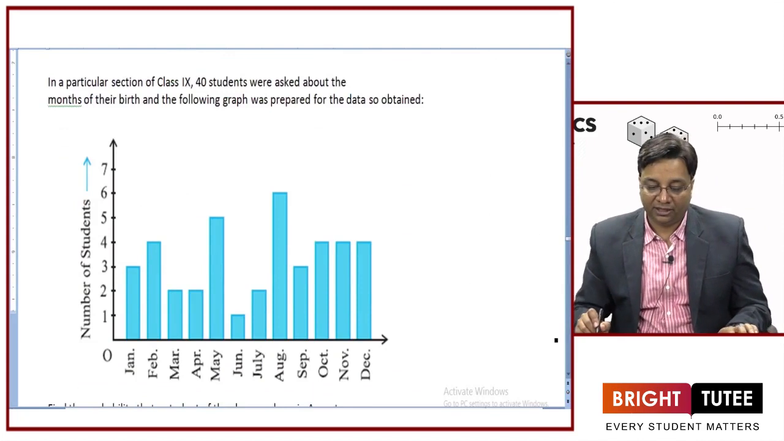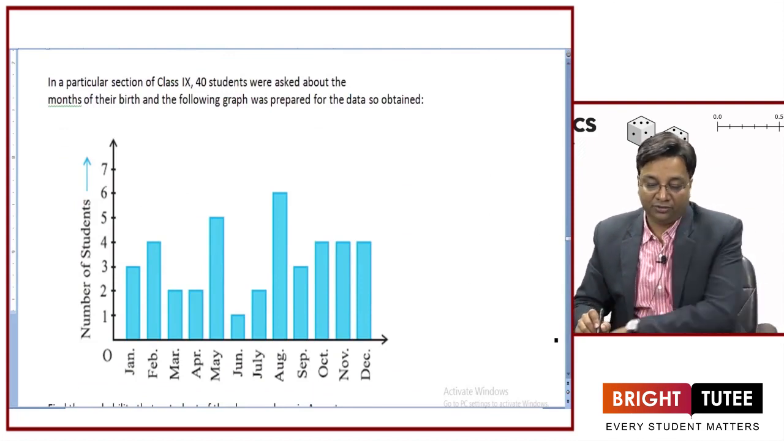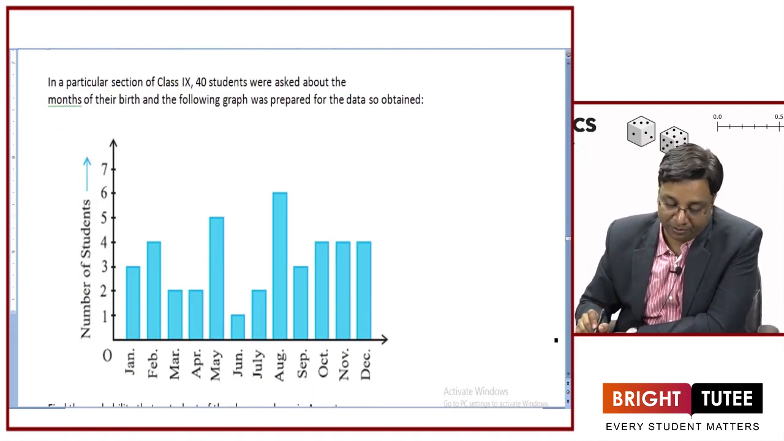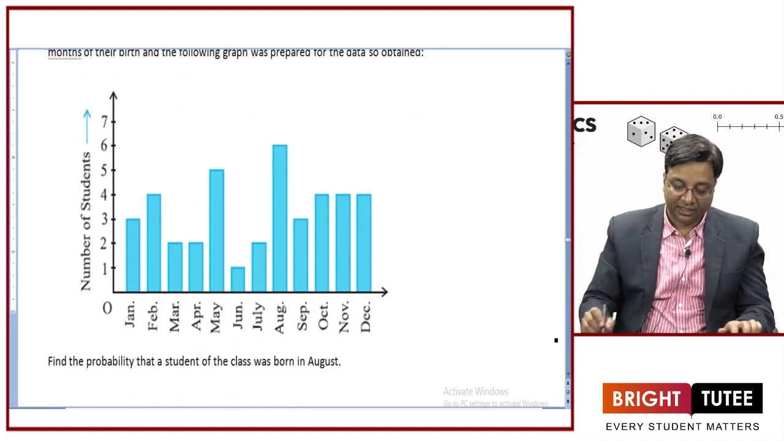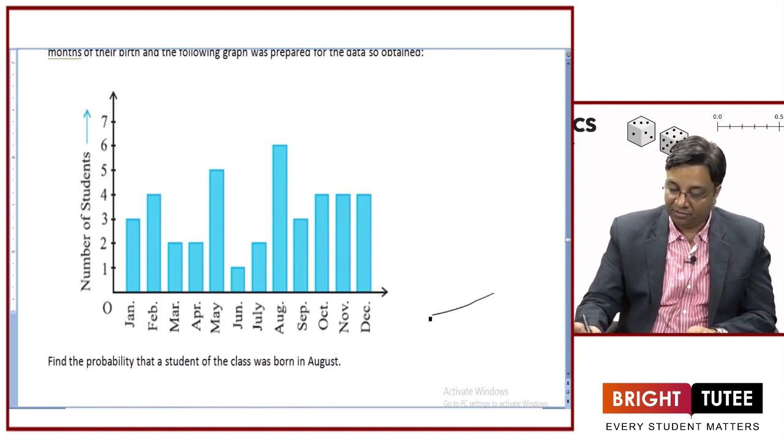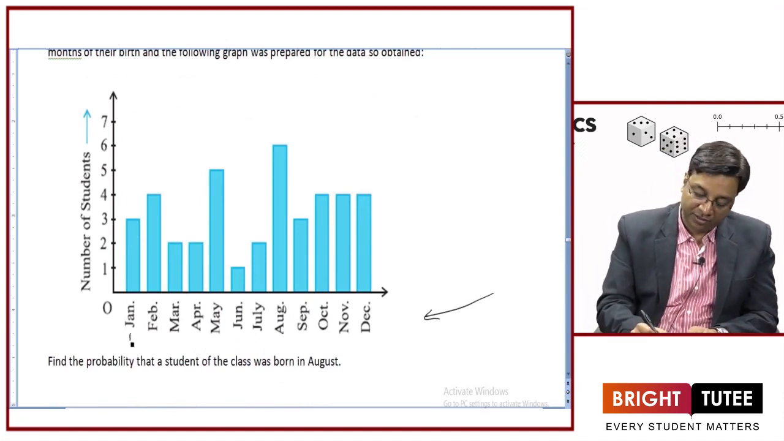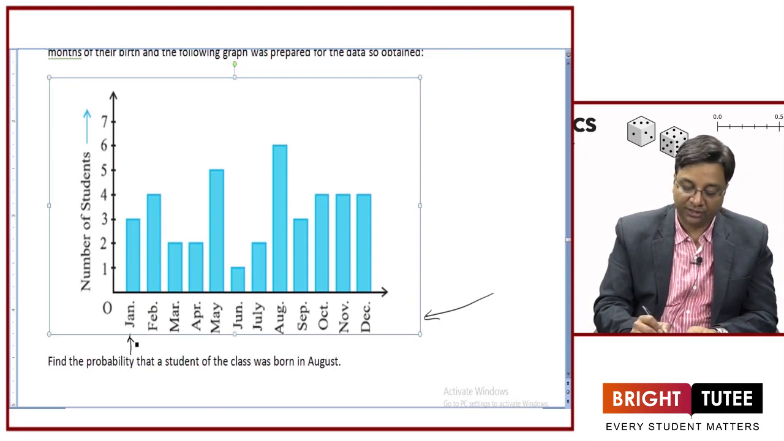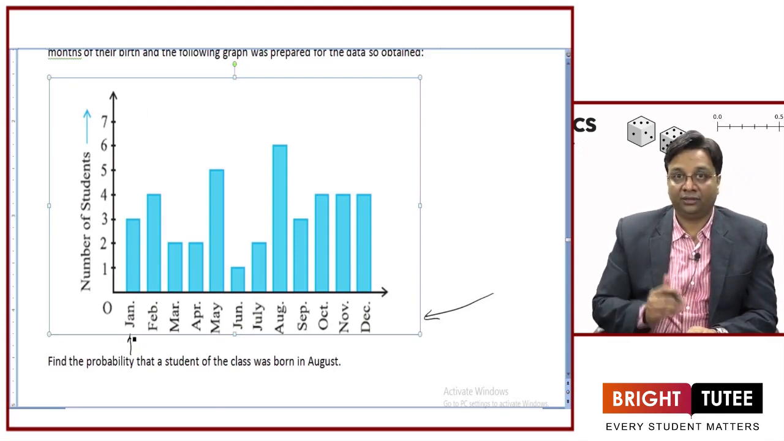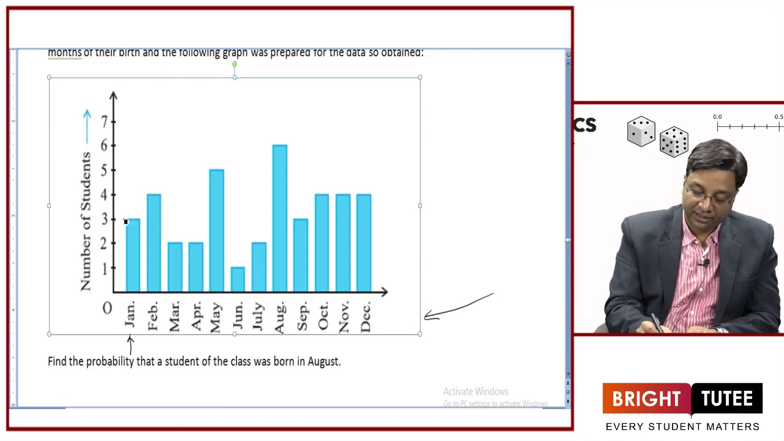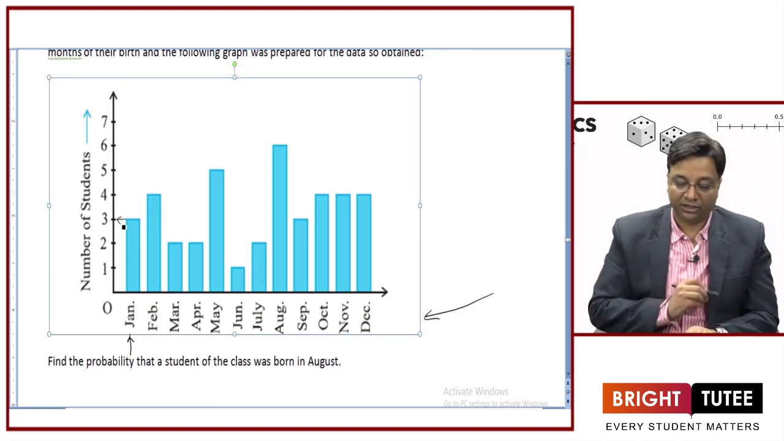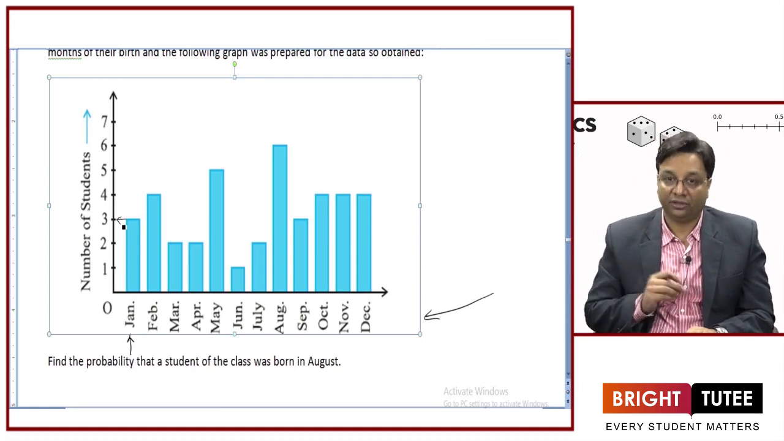In a particular section of class 9th, 40 students were asked about the months of their birth and the following graph was prepared for the data so obtained. Now if you look at this bar graph, look at the month of January. How many students were born in the month of January? You will check it here. 3 students were born in the month of January.